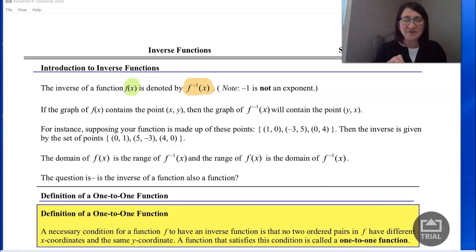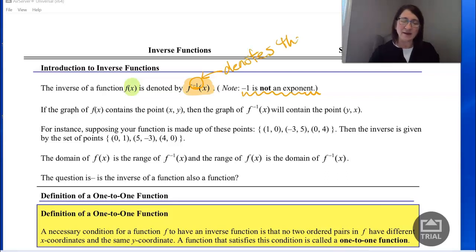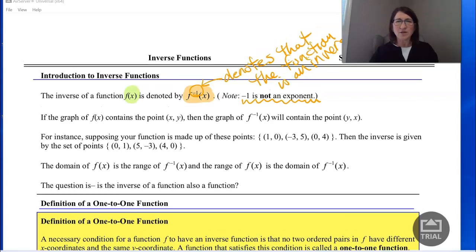But what is very clear here is that that -1 is not an exponent. Right here, this -1 just denotes that the function is an inverse. That's all. Okay? That's what we're talking about. So let's look at our next thing.